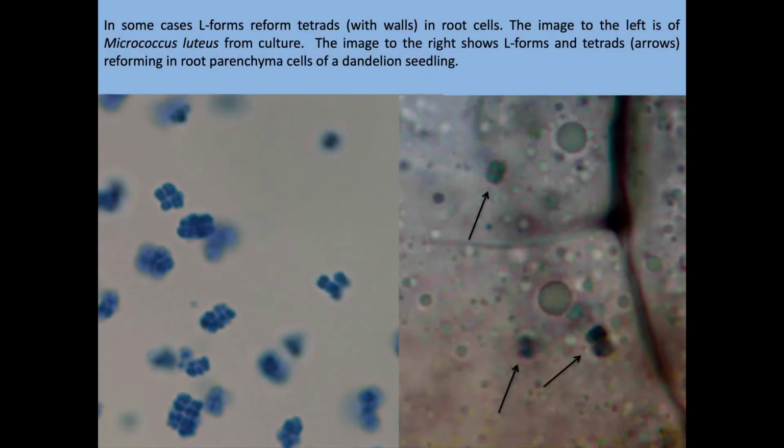Some of these will spontaneously turn back to walled cells inside the plant cells. So here's our Micrococcus. This is from culture, Micrococcus luteus bacterium forming the packets. You can see most of these are little bitty dots there. Those are the protoplasts that are still in protoplast phase. But you do have some, like here, here, and here, that are reforming their cell walls and reforming their packets. So some of them spontaneously will go back.